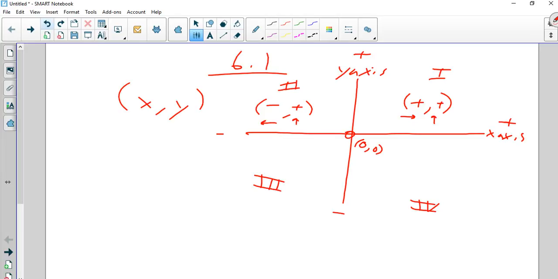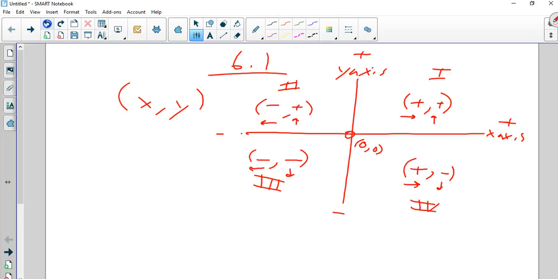Down in quadrant 3, everything is negative, negative, because you go left from the origin, and then you go down. And everything in quadrant 4 is positive, negative. In other words, you go right, and then you go down to get to anything in quadrant 4.